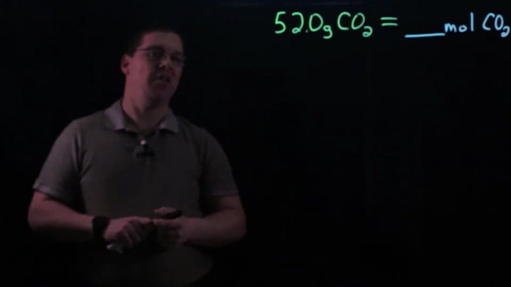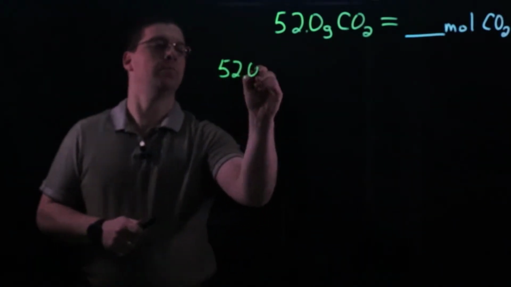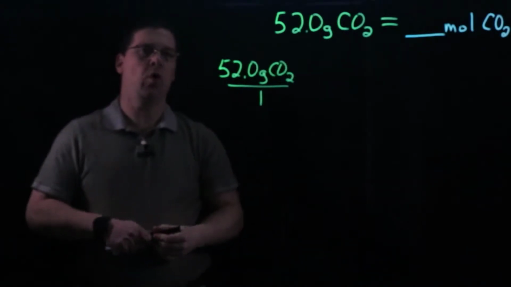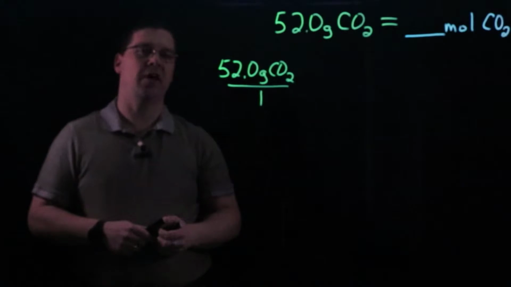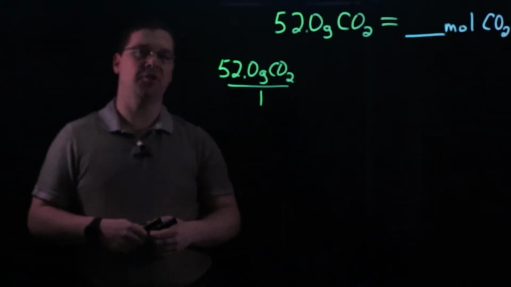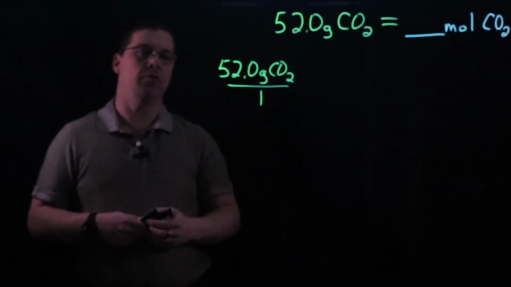So I start by writing down what I'm given, and I put that over 1. The next thing I need is my molar mass of carbon dioxide. And again, molar mass, by definition, is grams of CO2 for every 1 mole of CO2.